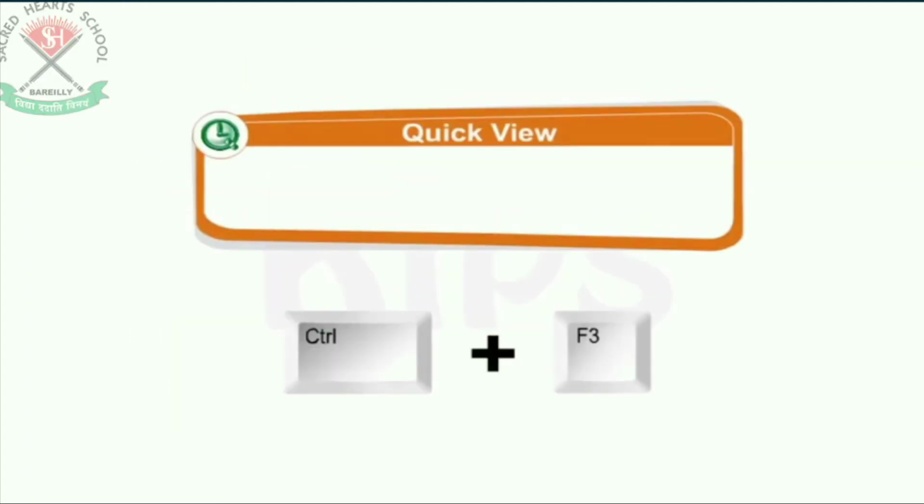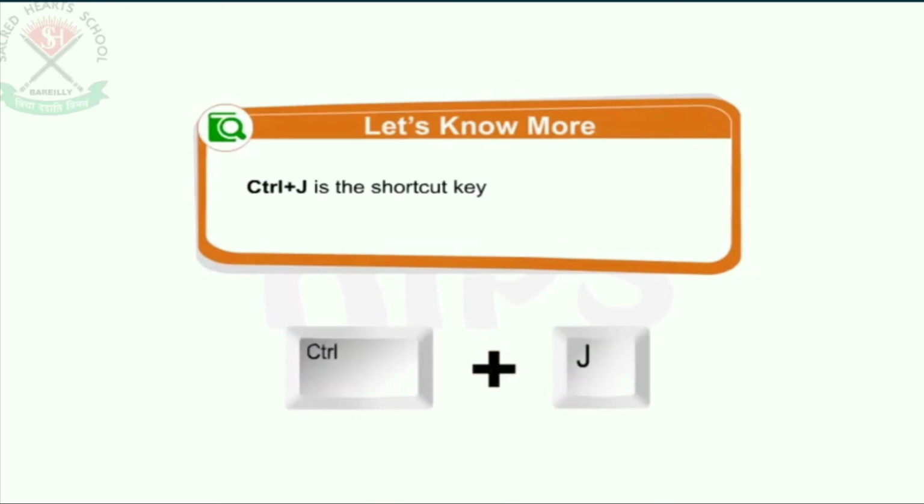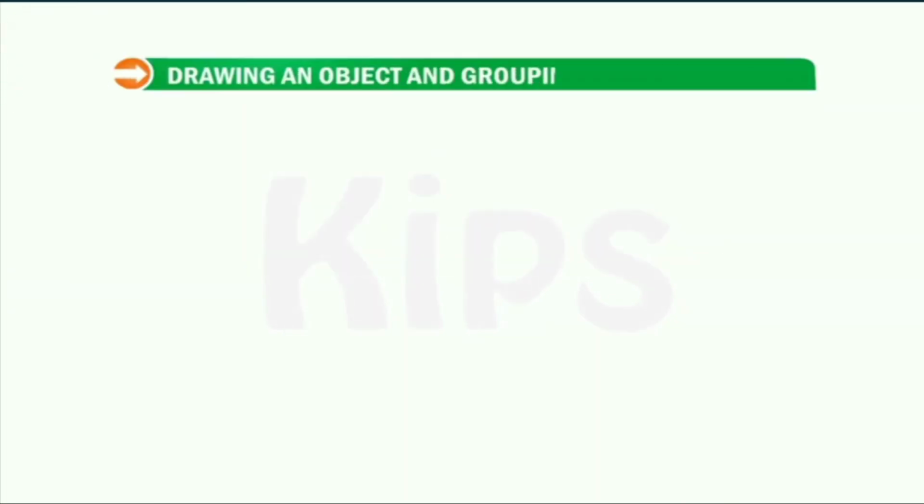Here we have a quick view. To make the Properties panel visible on the screen, we have to press CTRL plus F3. Here one more thing we can know, that CTRL plus J is a shortcut key to display the Document Properties dialog box. Okay. Now let us talk about drawing an object and grouping outline with fill.